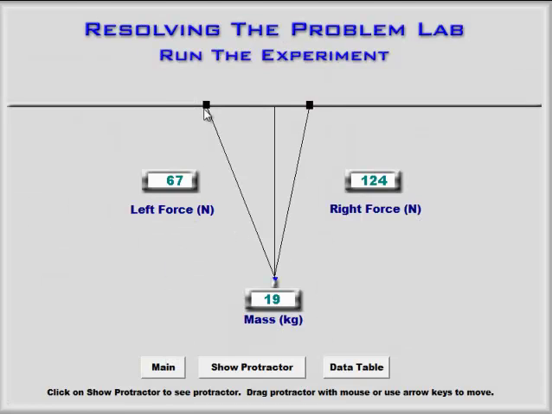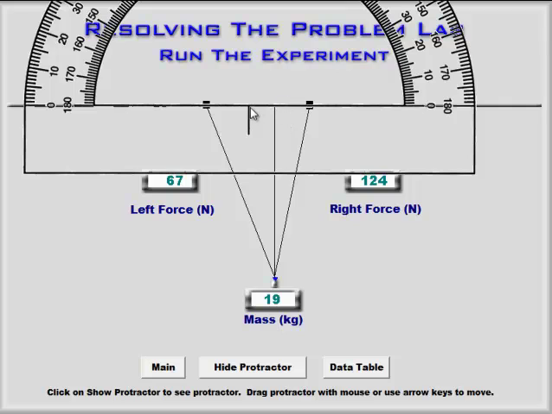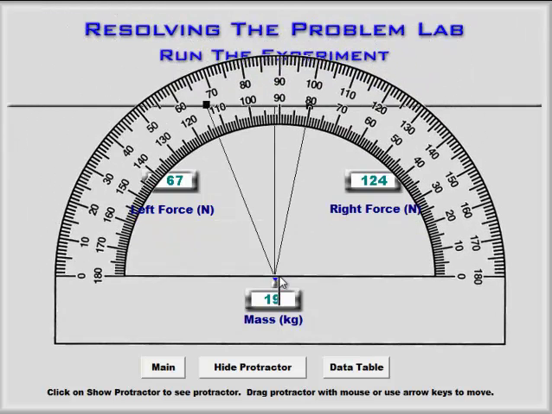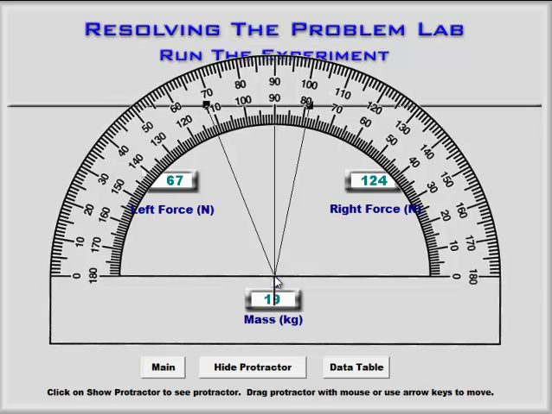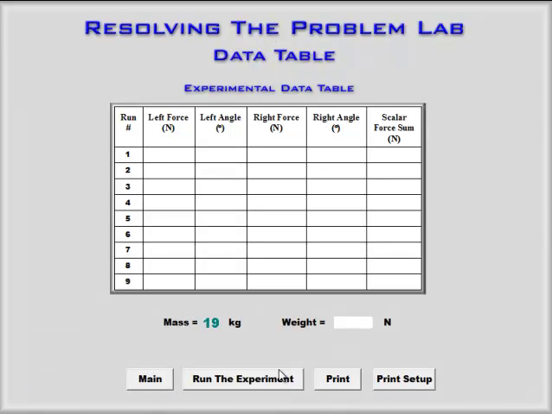They can then run the experiment, and they're supposed to choose a number of data runs. First of all, where they have a very small angle, and then they can measure the angles using the included protractor, and then they can put those values into the data table. Etc. And their answers for the weight here.